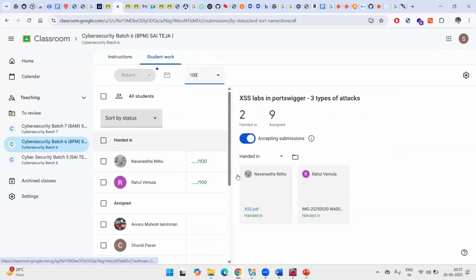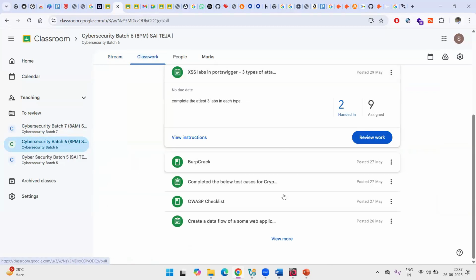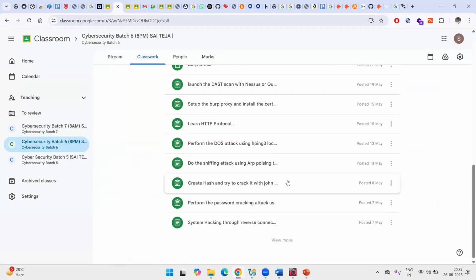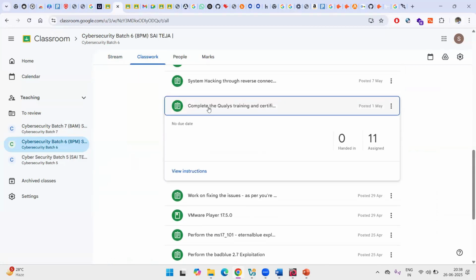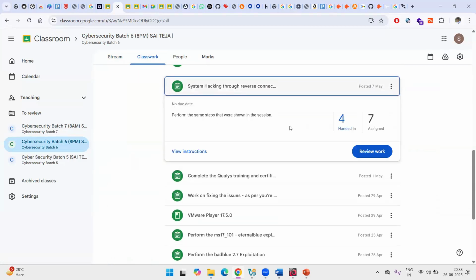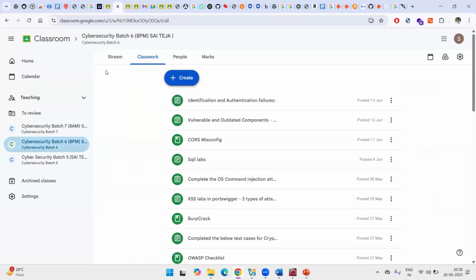Clear? Yep. So whatever free certifications are there, I'll be telling them, okay, go and complete this certificate, and do these labs. So likewise, they'll be doing it.